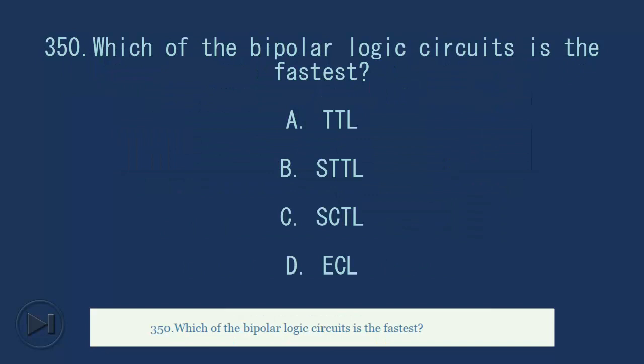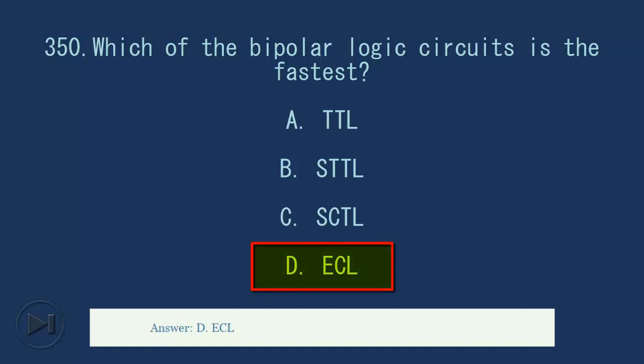350. Which of the bipolar logic circuits is the fastest? A. TTL. B. STTL. C. SCTL. D. ECL. Answer, D. ECL.